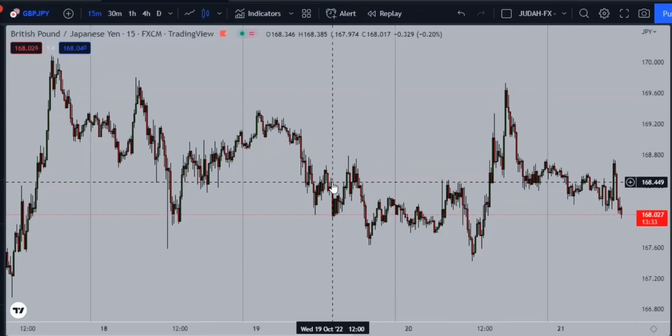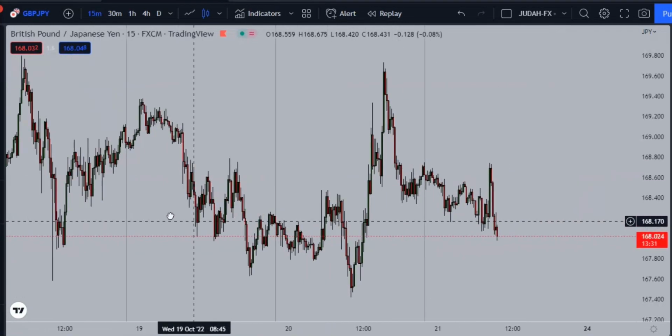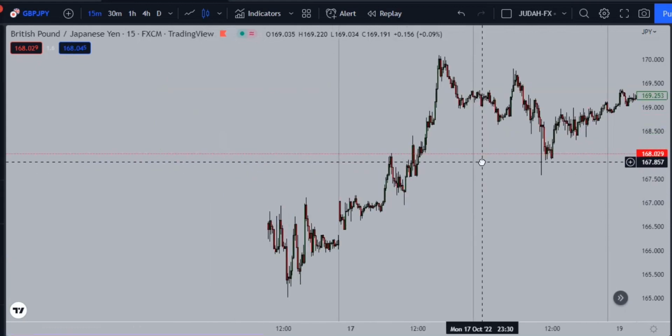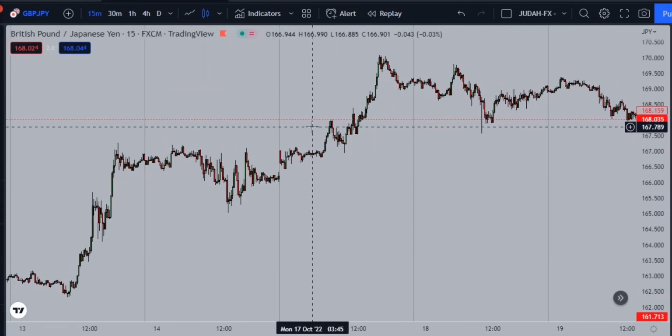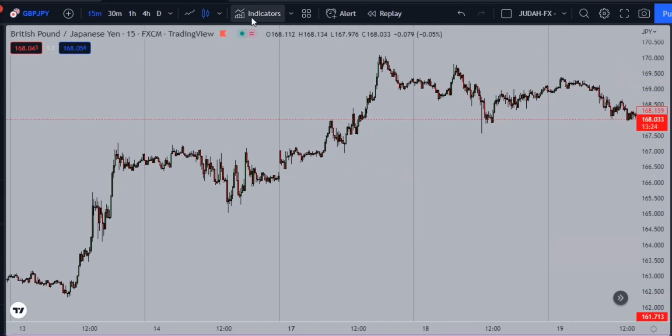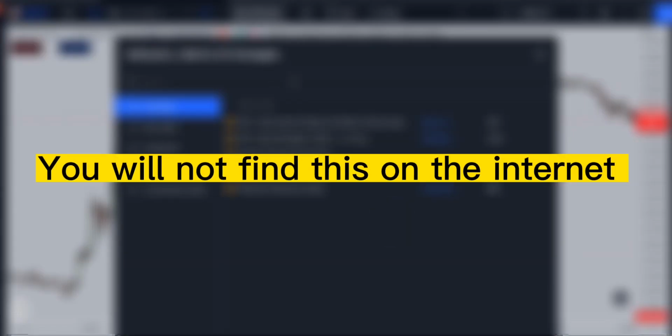I've got a new strategy for you guys. If you're a scalper, then you're in luck. This strategy is for scalping. It's one of the best scalping strategies I've seen. And trust me, you won't see this strategy anywhere on the internet.